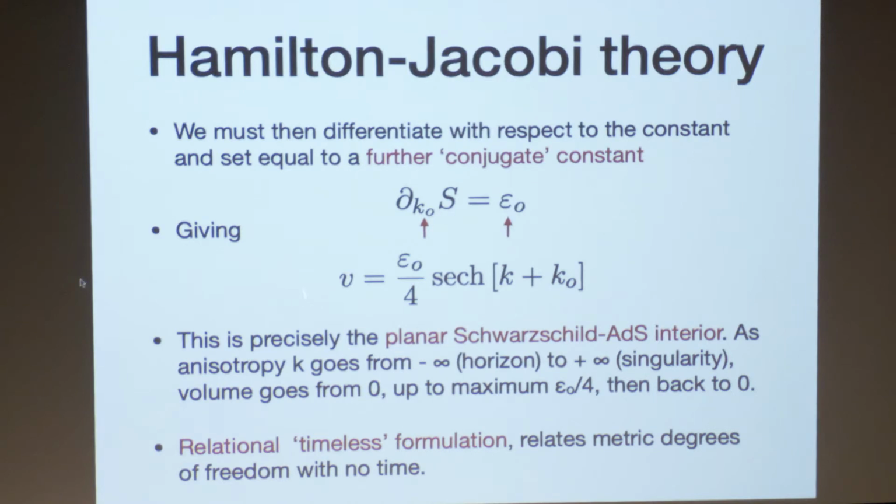This is, in fact, just a Schwarzschild AdS solution. If you write down the Schwarzschild AdS solution, the volume of constant r slices is related to the anisotropy in exactly this way. And you can do a change of coordinates if you like, and you'll find that this is the Hamilton-Jacobi derivation of Schwarzschild AdS.